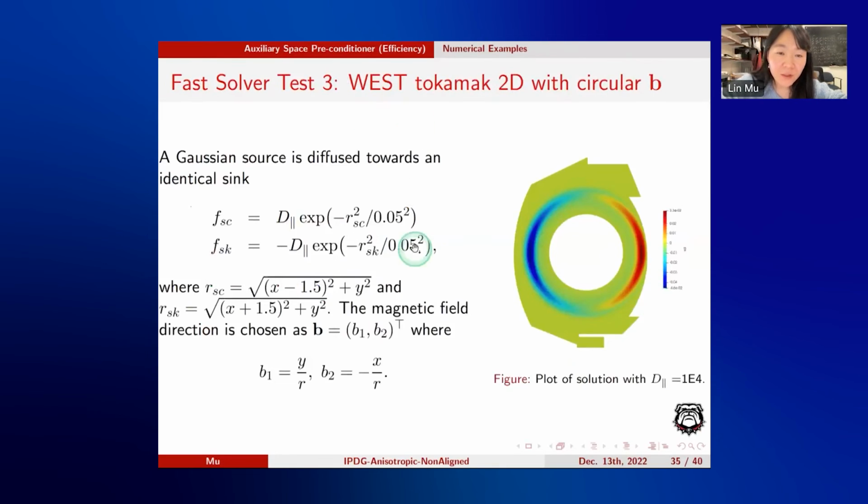Okay, so the last test is about this shape. We construct a domain to mimic the WEST tokamak device and choose a sink and a source for the left and the right, as in this setting. We will choose our magnetic field as the circular shape for the test. Now, for example, let's choose d parallel equals 1e positive 6. This is the plot for the numerical solution.